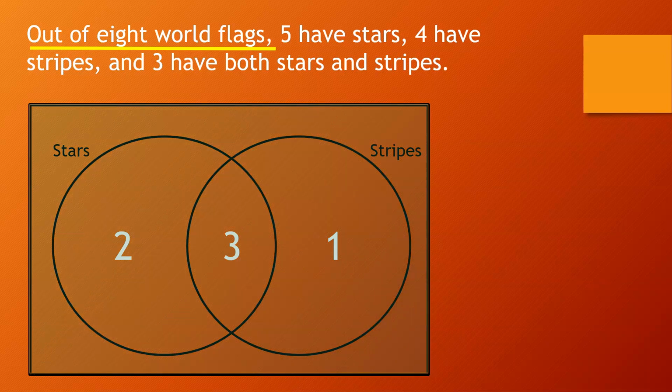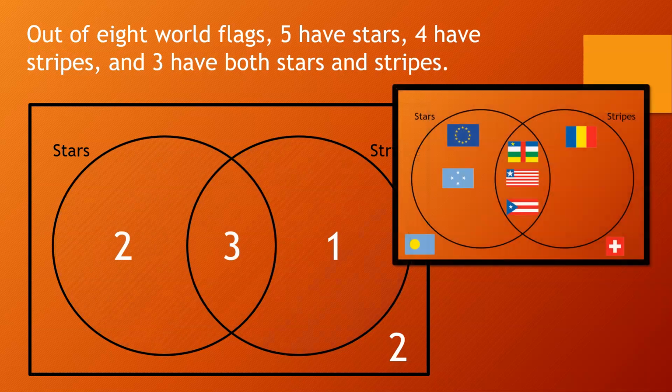So in this entire rectangle, there have to be 8 flags. So far, we've found where 2 plus 3 plus 1, that's 6 flags in all where they belong. So that means the remaining 2 flags would have to be outside of the circles, but still in the universal set. And just a reminder, here's what our Venn diagram looked like. And if you count the number of flags we had in each of those regions, you'll see it matches up with the numbers we found in this problem.